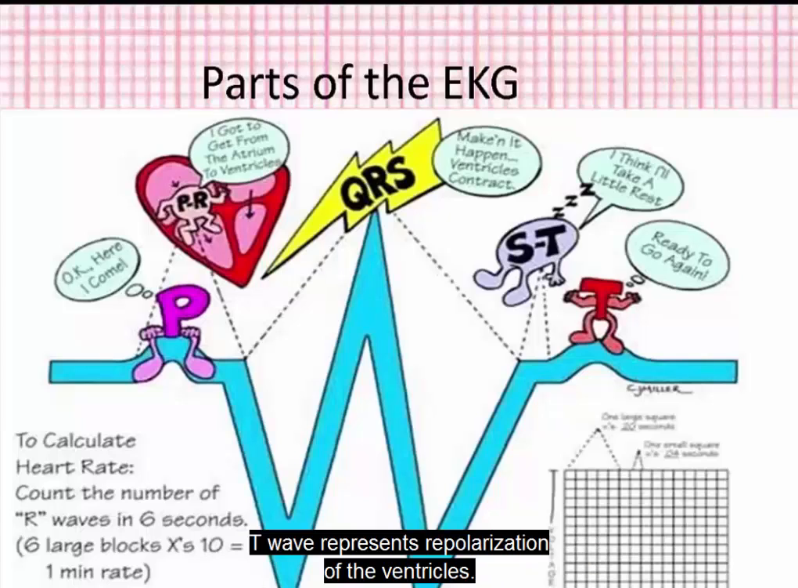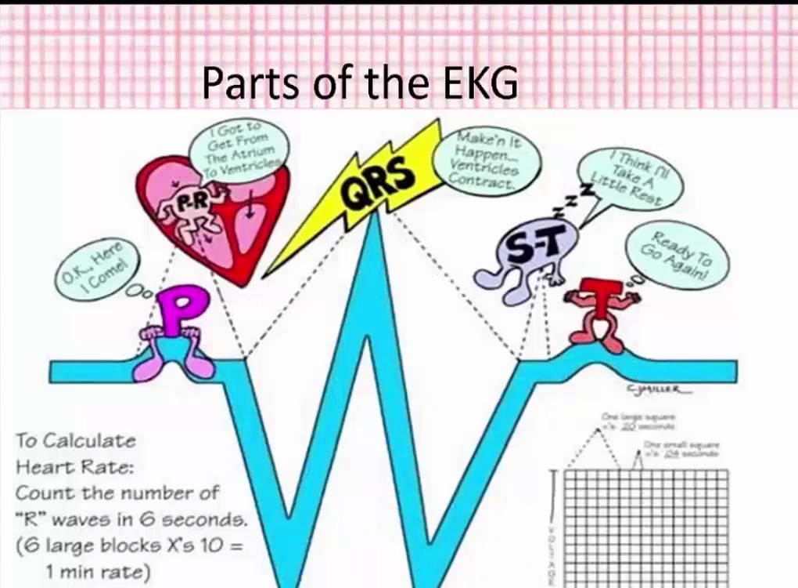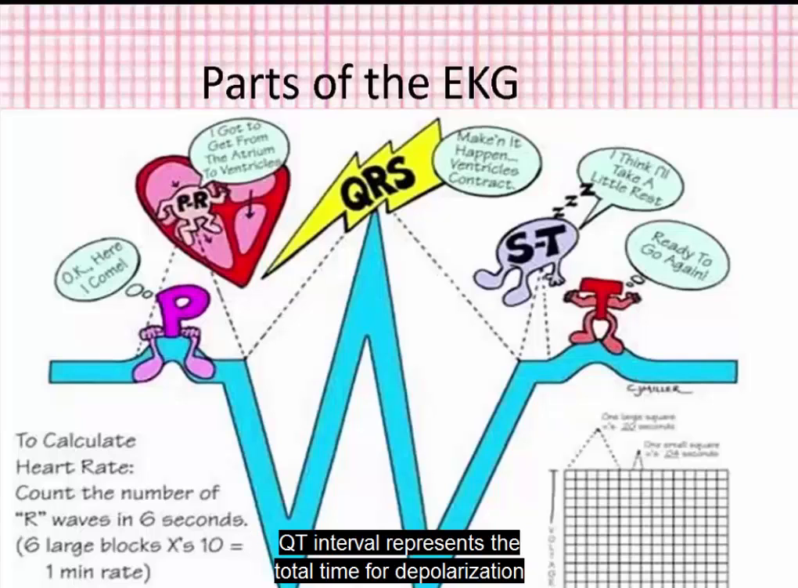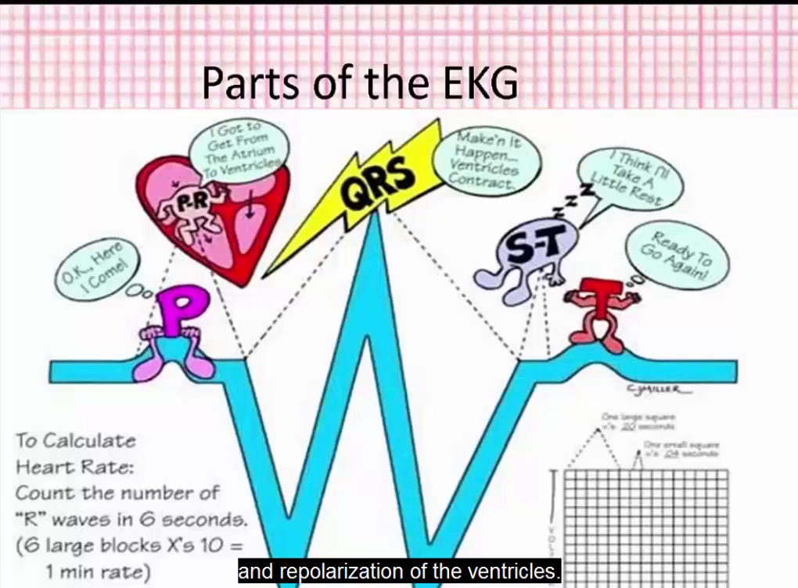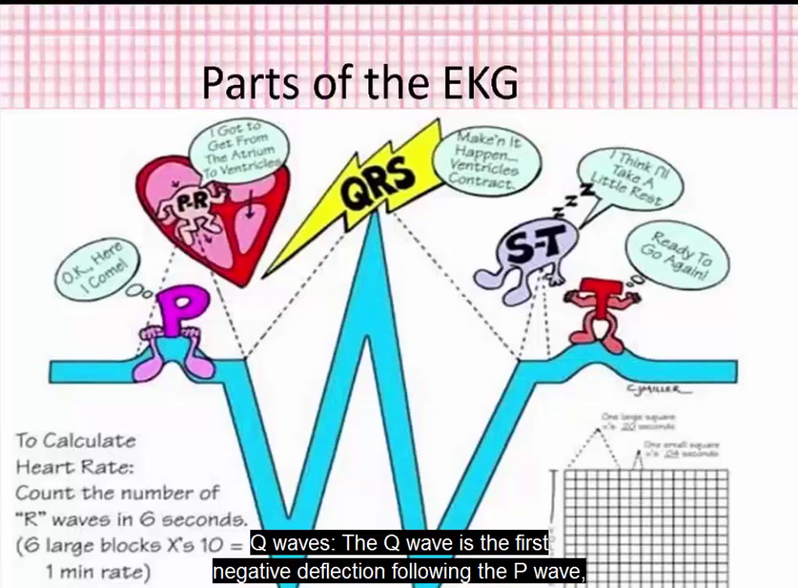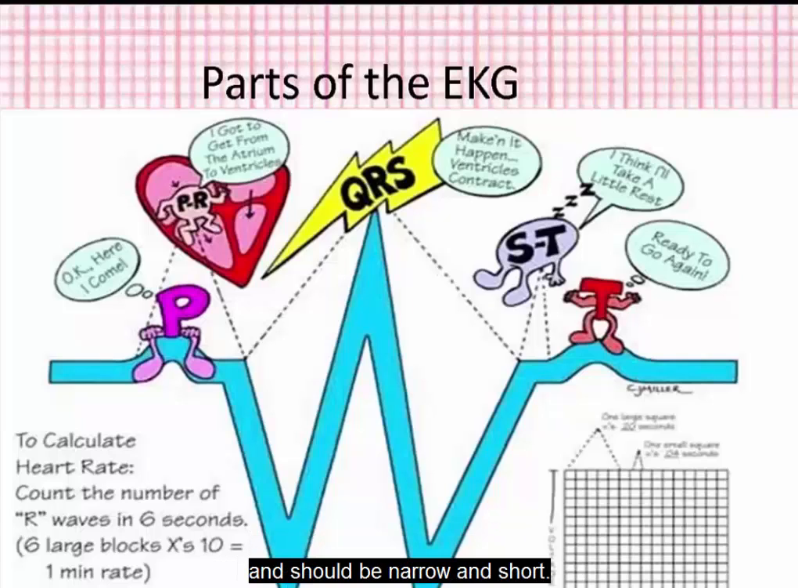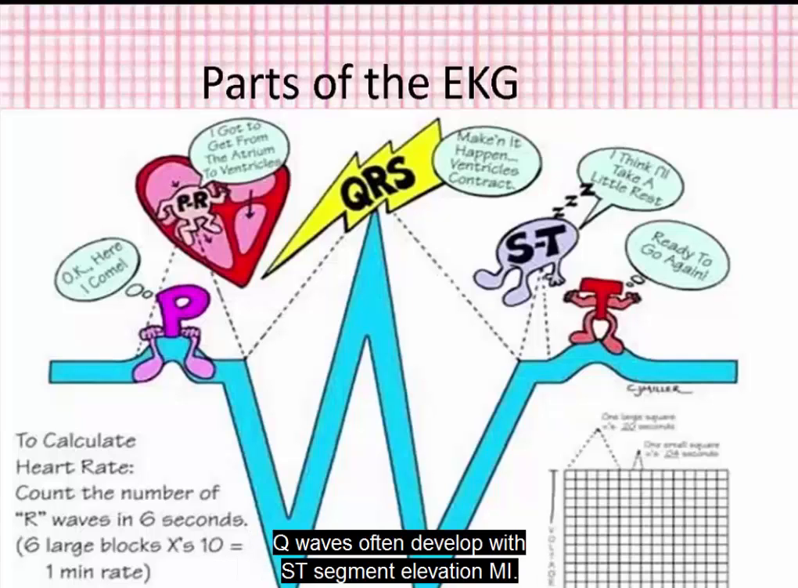T wave represents repolarization of the ventricles. QT interval represents the total time for depolarization and repolarization of the ventricles. Q waves. The Q wave is the first negative deflection following the P wave and should be narrow and short. Q waves often develop with ST segment elevation MI.